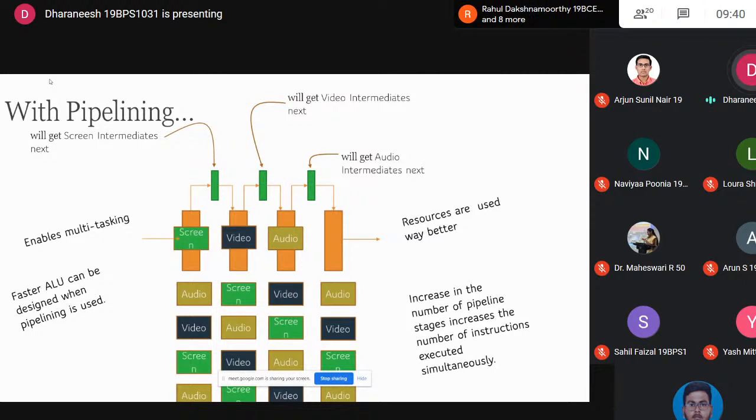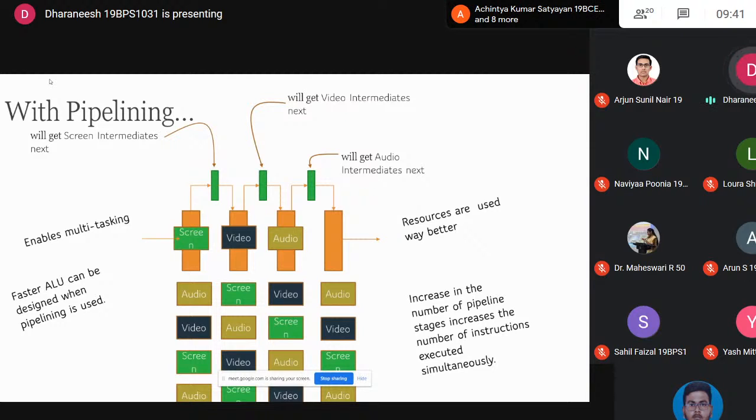Resources are better used because you actually partition equally. This is done by the control unit basically, and you can design a faster ALU. So now you can sense the full potential of your system. You can design a faster ALU, and you can experience it. Okay, and then it will increase the number of pipelines.